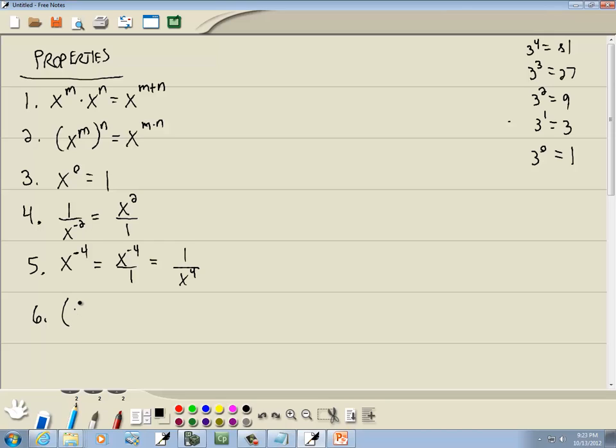Now if we have a fraction, whatever the fraction might look like, to a negative exponent, you can flip the entire fraction, and then the sign of the exponent becomes positive. So the x over y becomes y over x, and then it becomes positive.